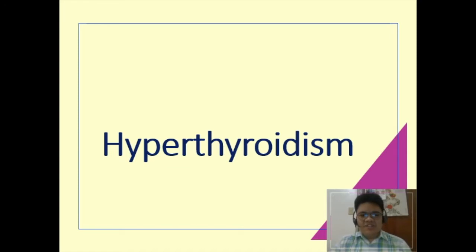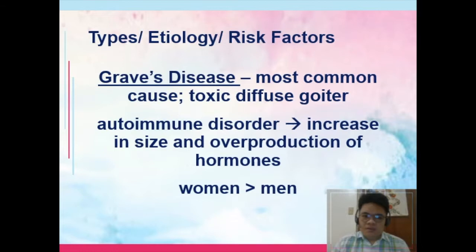Hi again. In this discussion, we'll be talking about your hyperthyroidism. So hyperthyroidism, our problem is that there is an excess of your thyroid hormones. So we're talking here about an excess of your T3 and your T4. Now, what are the types, etiology, and risk factors of your hyperthyroidism?